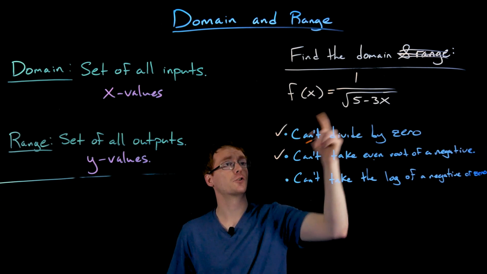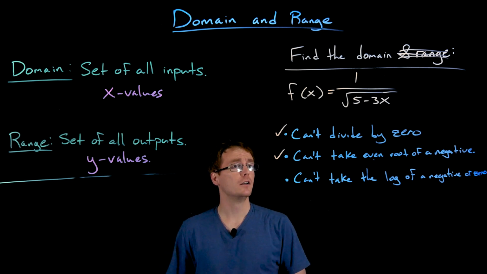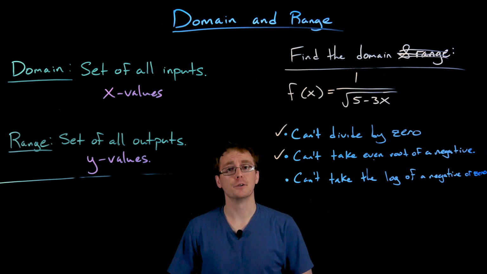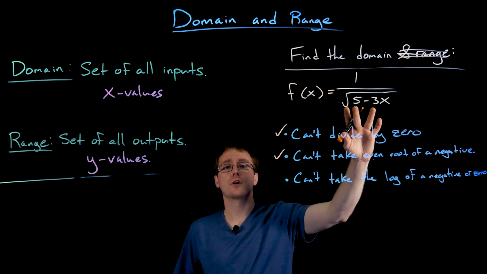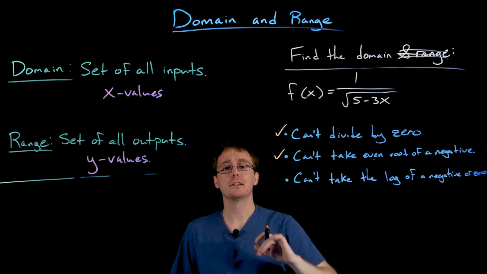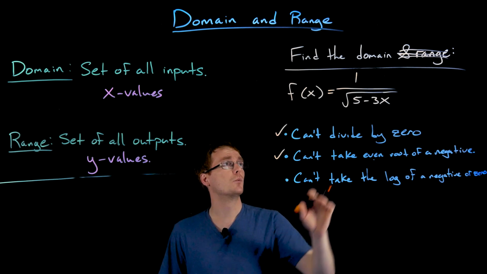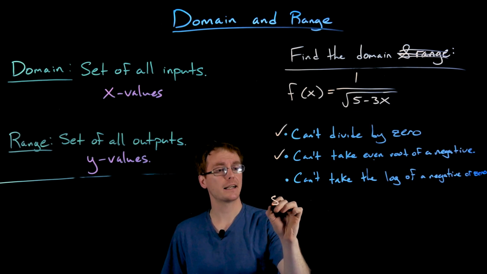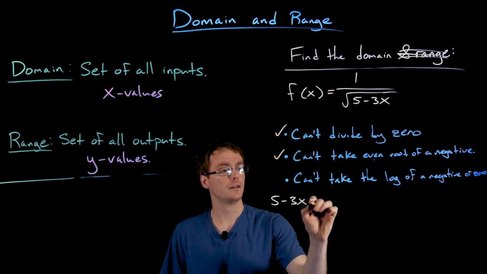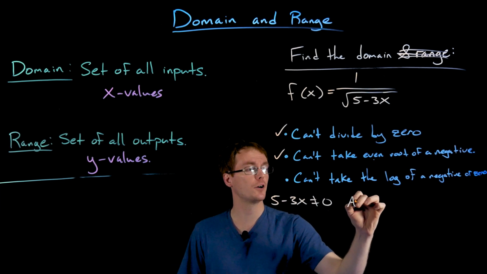And we also have a square root in our function as well, so we have to avoid taking the even root of a negative number. And so all of our issues are really kind of consolidated down here in our denominator. So we know we cannot divide by 0. So that means 5 minus 3x cannot be equal to 0.